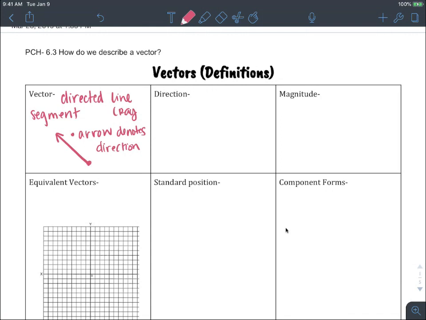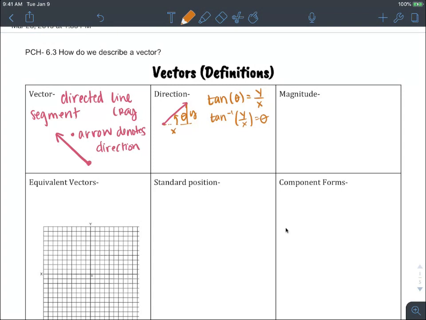Okay, so the direction, if I have a ray that looks like this, if I were to draw a horizontal line here, the direction would be the angle from the horizontal line to the ray. So it's theta. We know from trig that I can find theta using the tangent. So the tangent of theta is equal to y over x, or the inverse tangent of y over x is equal to theta. So that's how we find the direction of the ray.